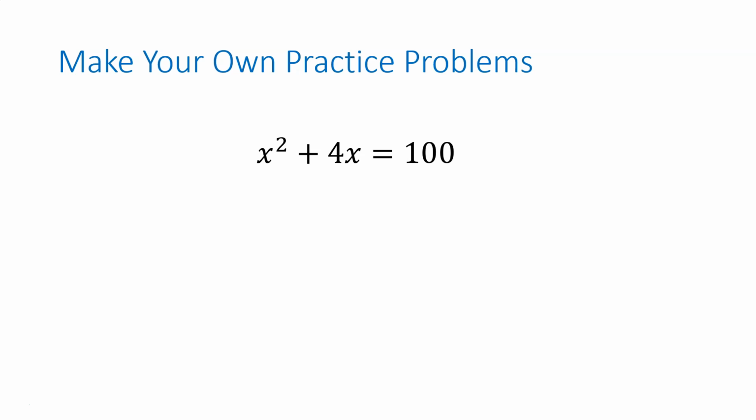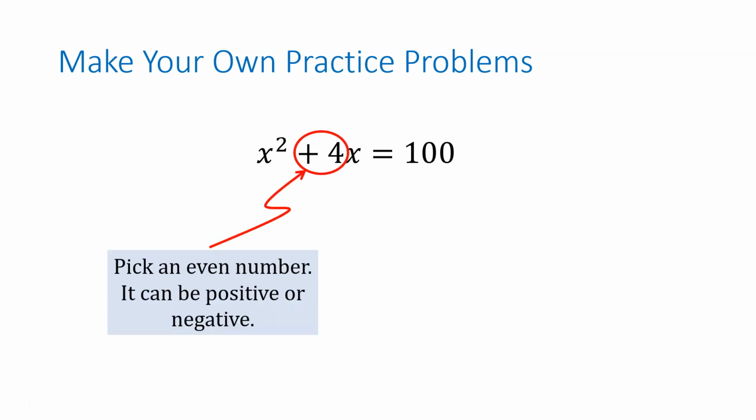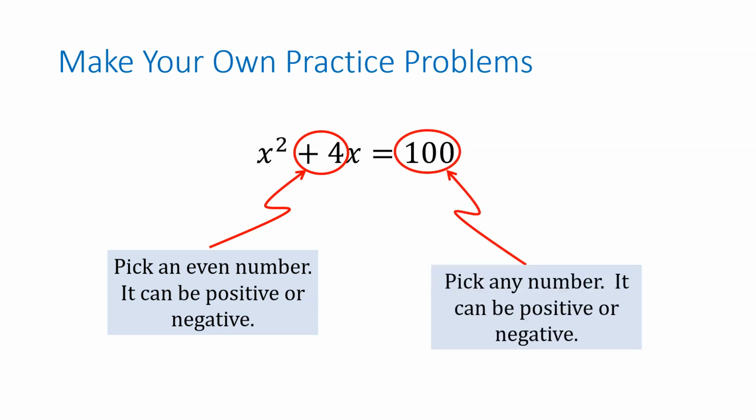If you would like more practice problems, you can easily create your own. Use the same structure as the equation below. The linear coefficient must be an even number, but can be positive or negative. We will go over how to complete the square with odd linear coefficients in a later video. The constant term on the right-hand side can be any number. It can be positive or negative. I recommend that you practice this form until you feel very comfortable solving problems of this type.